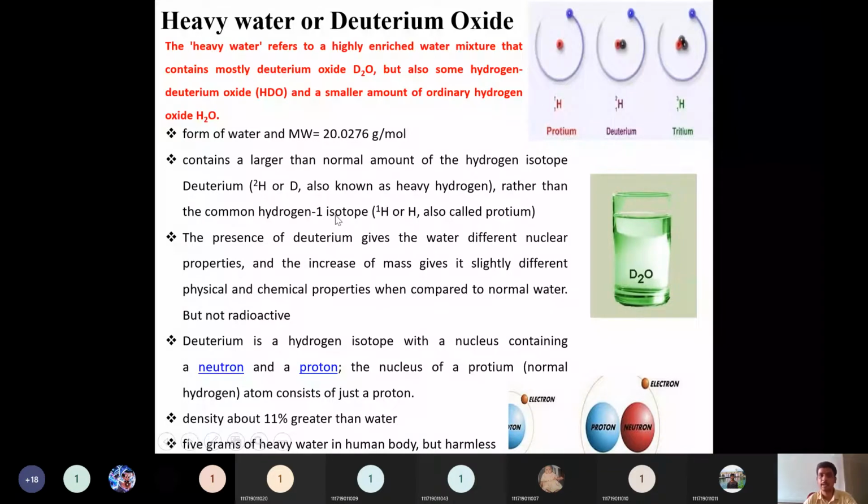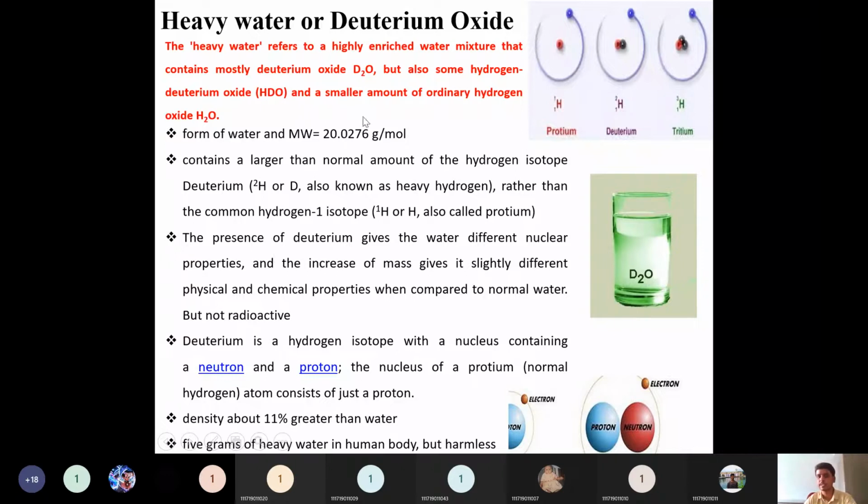Rather than the common hydrogen isotope, which is called protium. So the normal isotope of hydrogen present in water is protium, but in heavy water, deuterium oxide will be present in very high amounts. So the presence of deuterium gives the water different nuclear properties and an increase of mass.